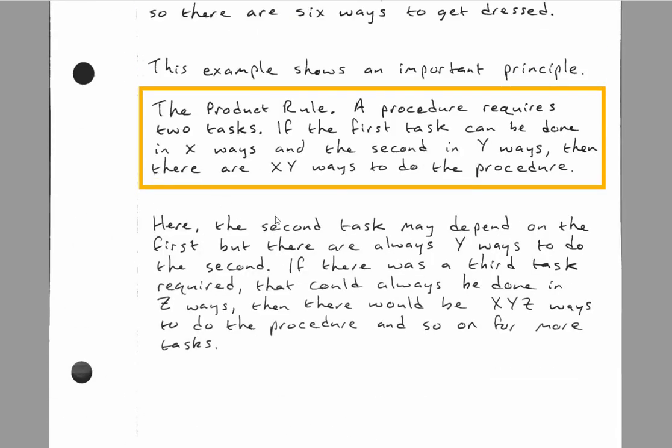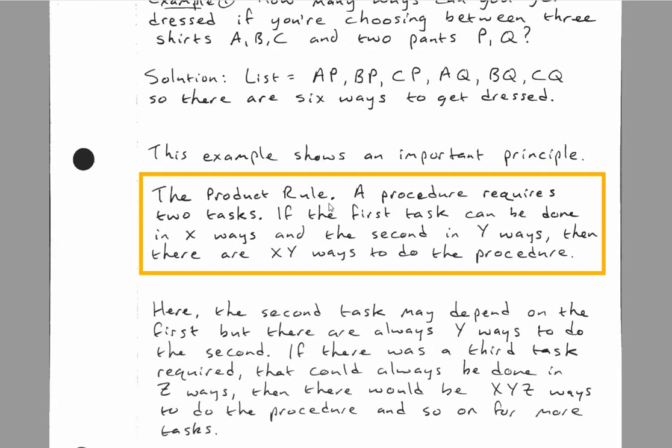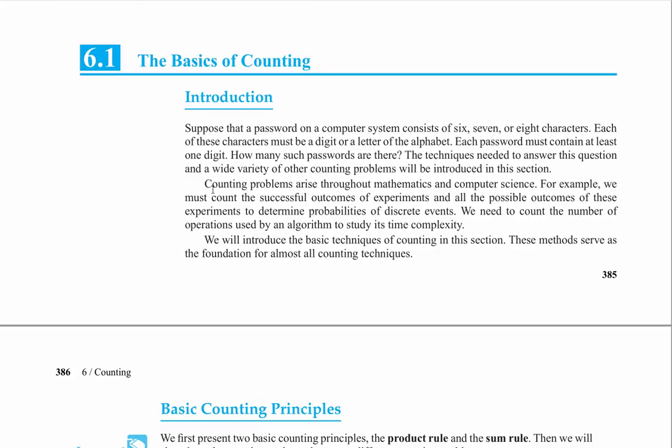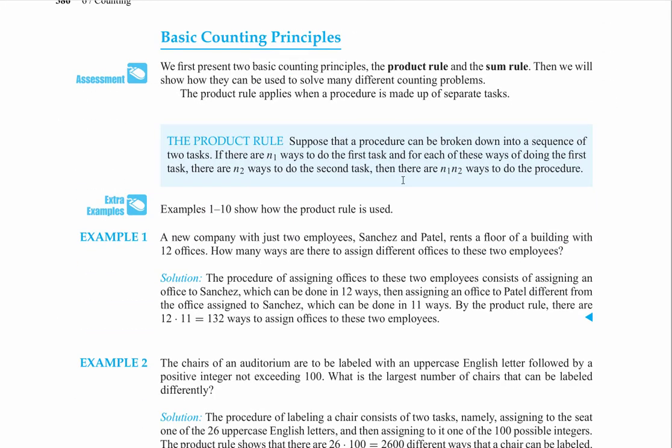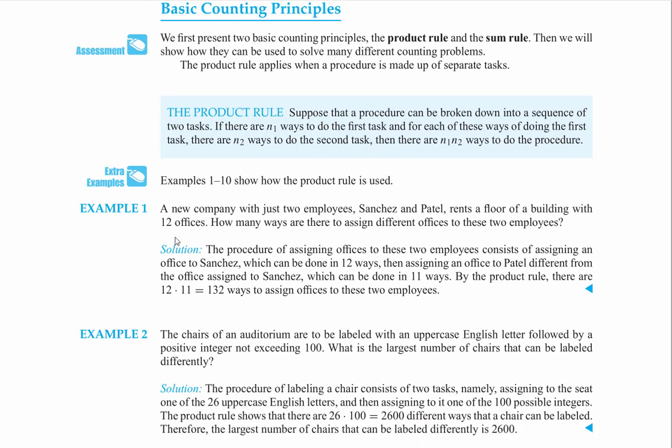Okay, so these are the next examples, just illustrating this product rule. Again, if a procedure requires 2 tasks, and you can do the first task in X ways, and the second task in Y ways, then altogether there are X times Y ways to do the procedure, so you multiply. Example 1 in the book.